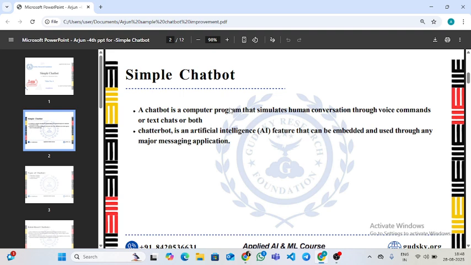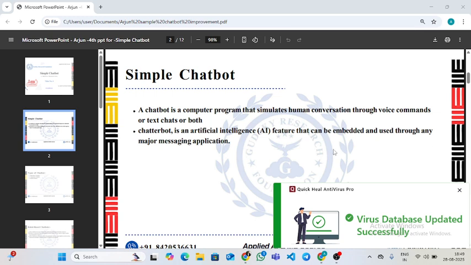So let's start. Now let's discuss what a simple chatbot is. We can simply say a chatbot is a computer program that simulates human conversation through voice commands or text chat or both. A chatbot is an artificial intelligence feature that can be embedded and used through any major messaging application. These are the two points which describe a simple chatbot.